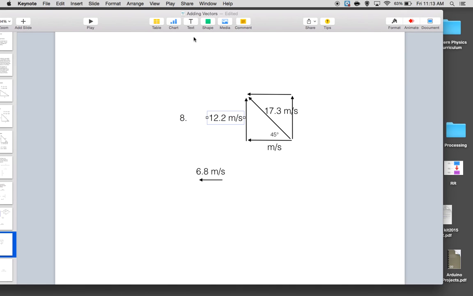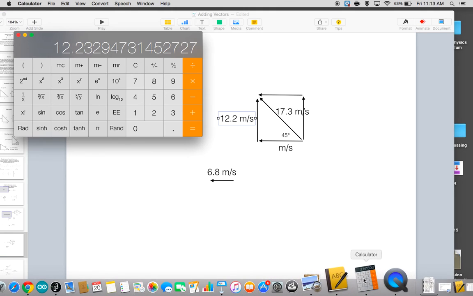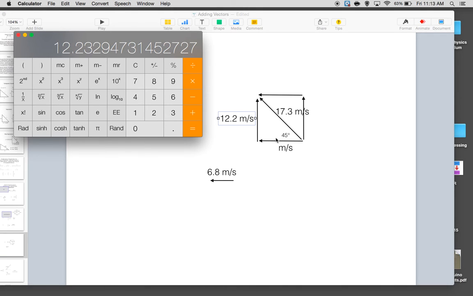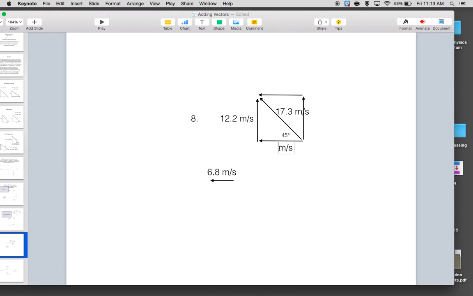Now to find the x component, we're going to use cosine, because cosine corresponds to the adjacent side of the angle, which is our x component. So we want to take 45 degrees, and we want to take the cosine of it. For 45, you have some symmetry here, so you get the same value times the hypotenuse gives you the same result. So this side would be 12.2. Okay, now we have our x and y components.